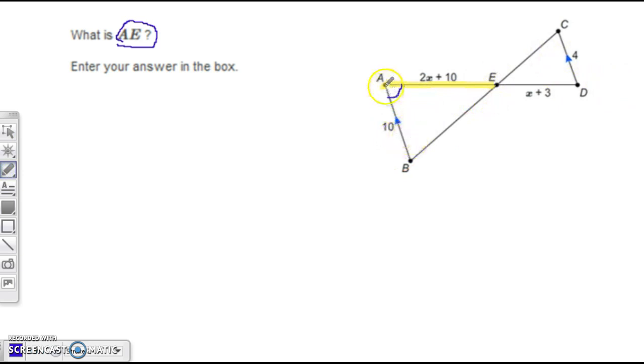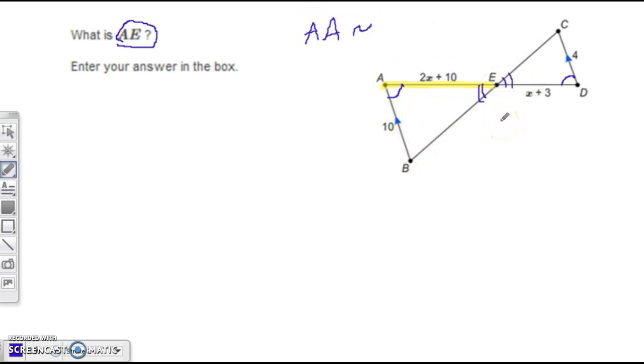But I think where I left off is I was saying because these two lengths are parallel, the alternate interior angles have to be the same. And we also know vertical angles have to be the same. So we have enough to prove that these are similar based on the angle-angle similarity postulate.